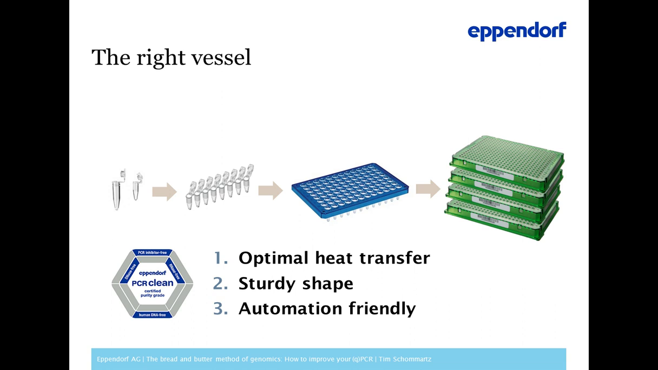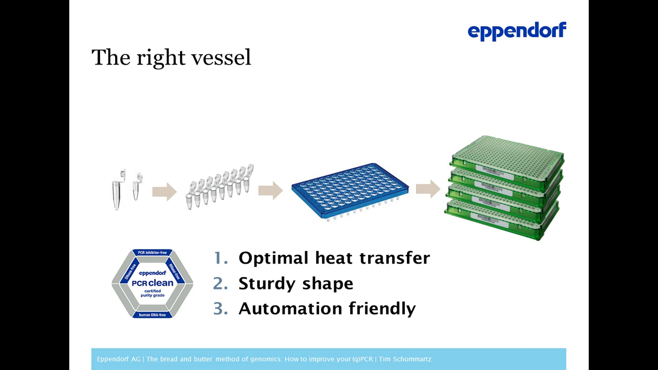No matter what you are using for your PCR, there are some things that I would look out for. The most important thing is that you choose a consumable which has optimal heat transfer. Because the heat and temperature cycling is the most important process step of any PCR, and just that the actual device is giving you a temperature doesn't mean that, let's say, if a block has 90 degrees, that those 90 degrees reach your samples.